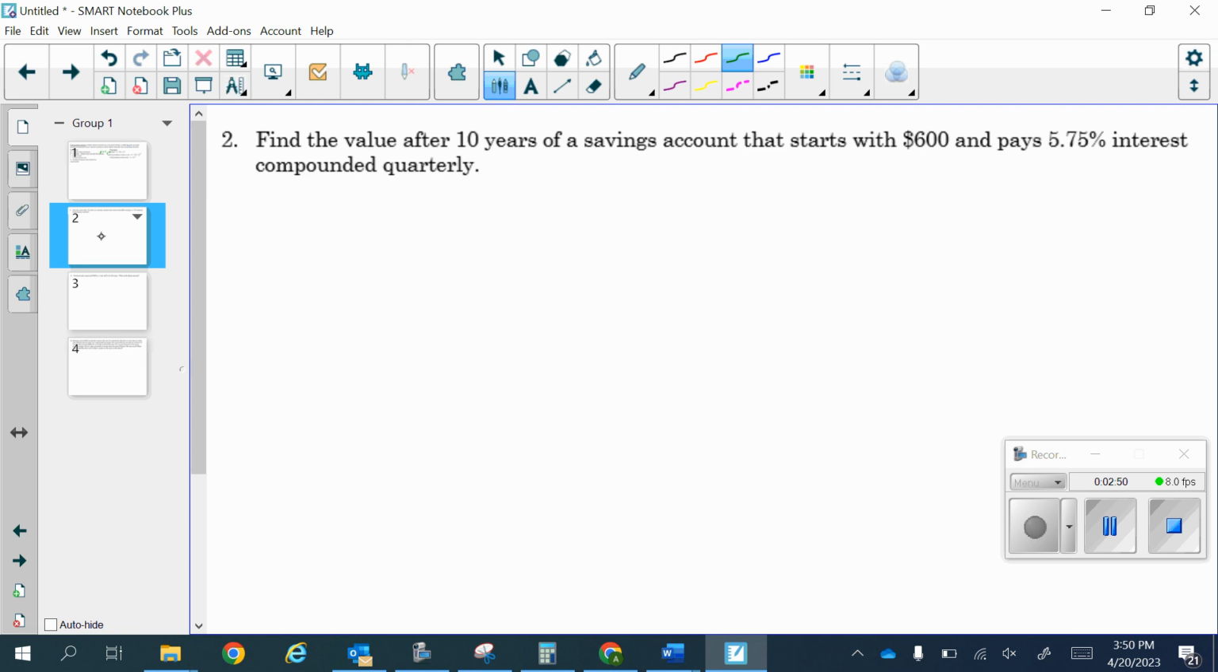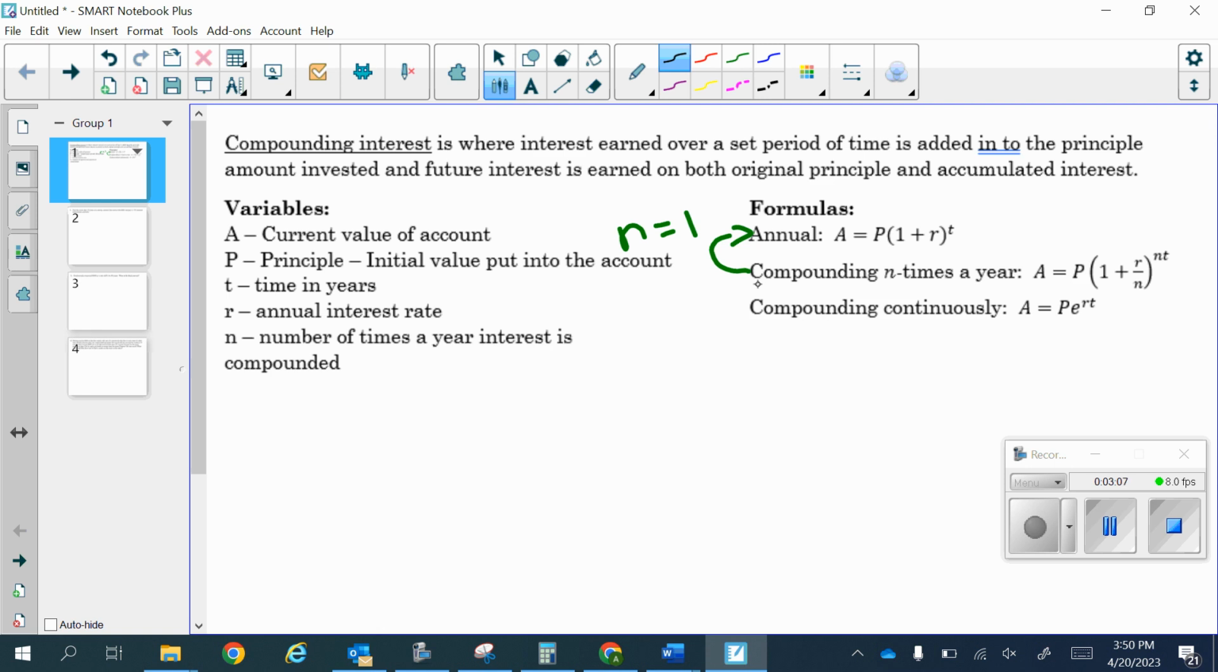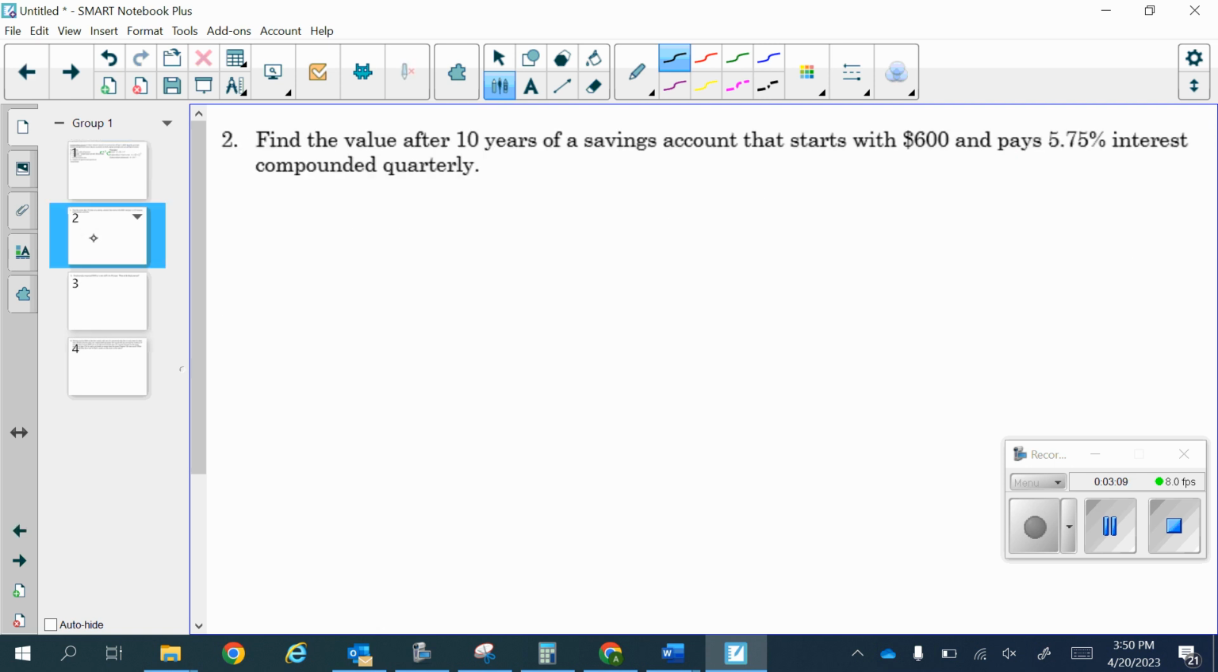So find the value after 10 years of a savings account that starts with $600 and pays 5.75% interest, compounded quarterly. So what I'm going to do is, first I'll figure out, well, what formula am I using? Well, I'm compounding quarterly, so I know I'm not continuous. So I'm going to be using the second one, compounding n times per year. So I'm using A equals the principal times 1 plus r over n, all raised to the n times t. And then from there, I'm going to look at the statement and pick out all my variables.